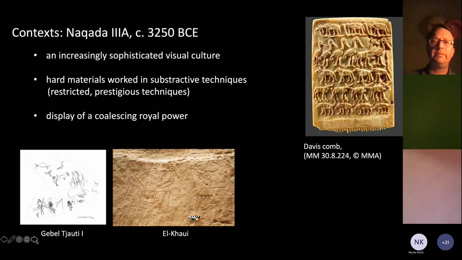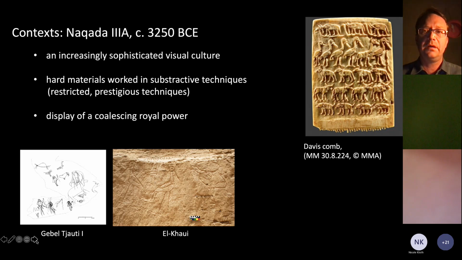Right, so now we have been looking a lot at signs, but a little bit should be said about contexts as well. So Naqada IIIA, 33rd century BCE, a lot is happening then. And to make it very short, what we see is an increasingly sophisticated visual culture for which the Davies School on the right-hand side could stand.